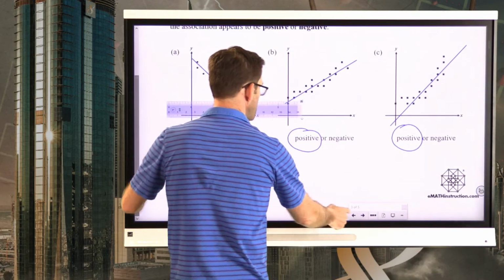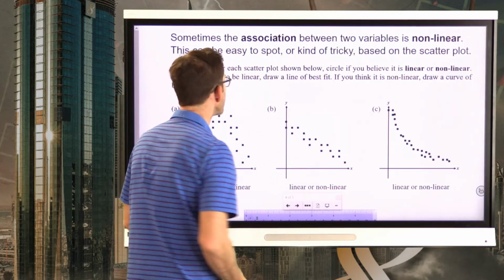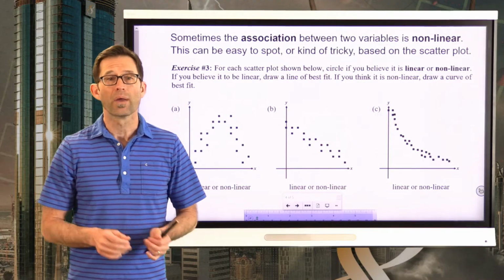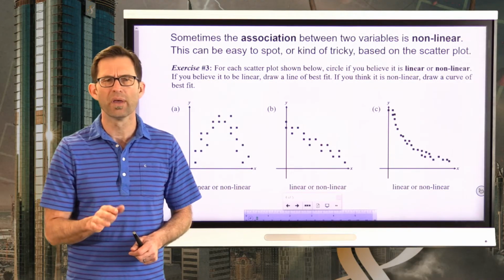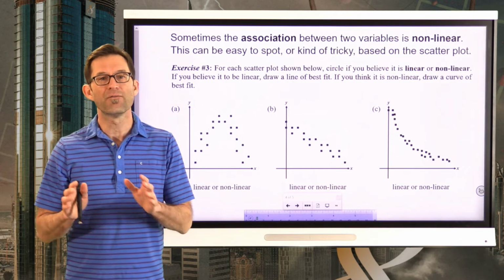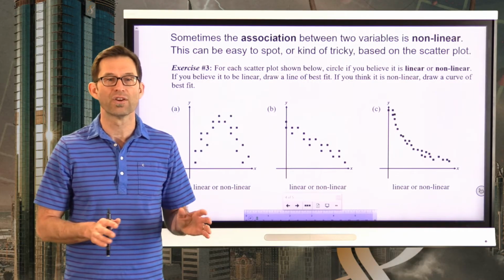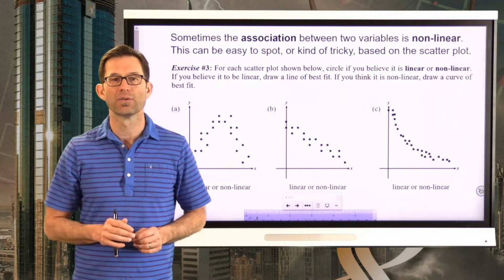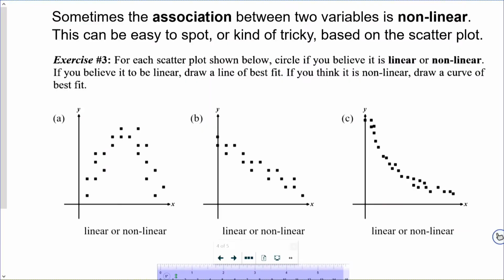Okay, let's take a look at more lines of best fit. Now, sometimes the association between 2 variables is nonlinear, right? We talked about nonlinear functions just a little bit a few lessons ago, all right? Actually, I think it was in the last lesson. All right, these can be fairly easy to spot, or they can be kind of tricky. All right, so let's take a look at some linear and nonlinear associations in exercise number 3. For each scatter plot shown below, circle if you believe it is linear or nonlinear. If you believe it to be linear, draw a line of best fit. If you think it's nonlinear, draw a curve of best fit.